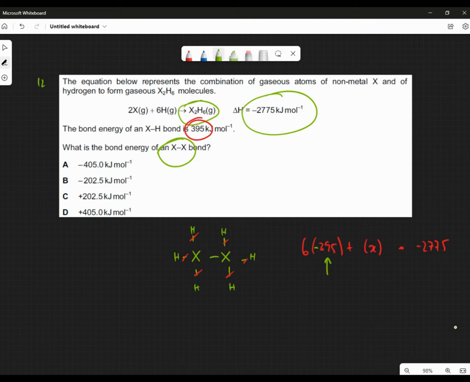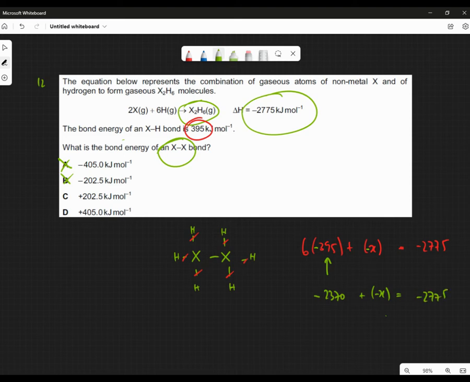So now if I do it like this, I'm going to say plus minus X as well. And if I do it like that, I should get the answer, you'll see what I mean. You'll get the bond energy then. By the way, bond energies are all positive, so the answers can't be A or B. Let me get my calculator out. So we got 395 times 6 is equal to that. So I get here minus 2370 plus X is equal to minus 2775.